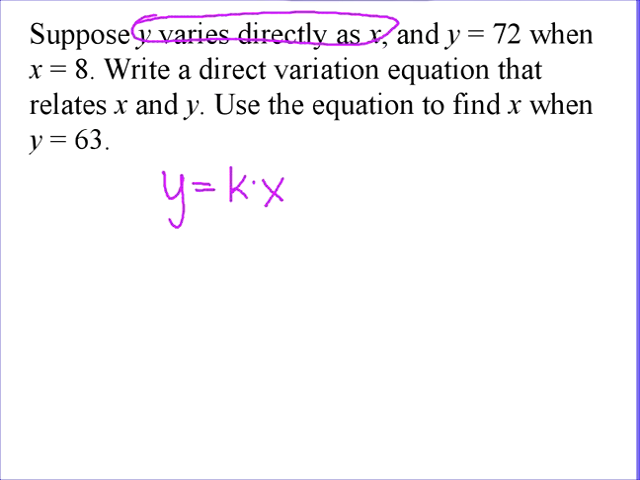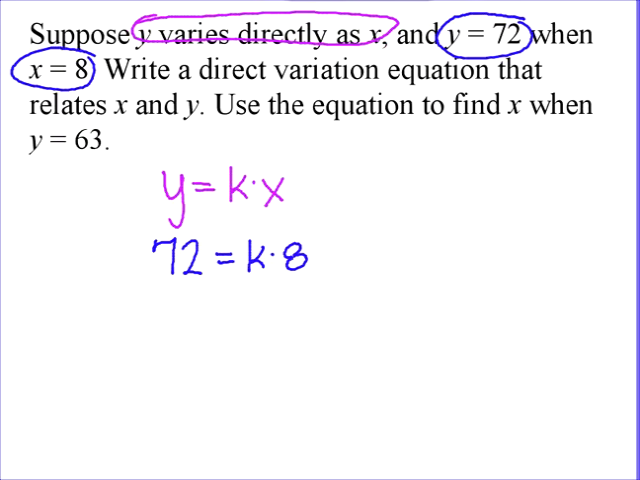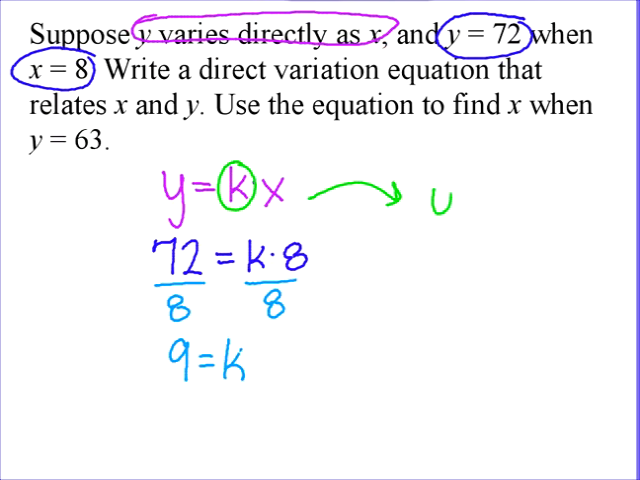Next, y equals 72, so I'm going to put 72 in for y and 8 in for x. I'll walk through this step by step. So I've got 72 equals k times 8. What do you think I'm going to do now? Divide by 8. And you end up getting 9 equals k. That tells me this number is 9, so my equation becomes y equals 9 times x.